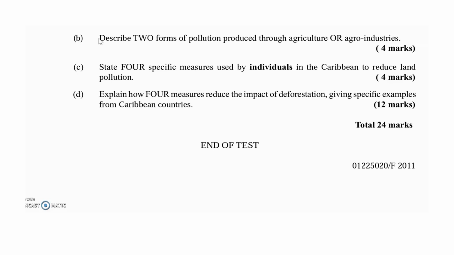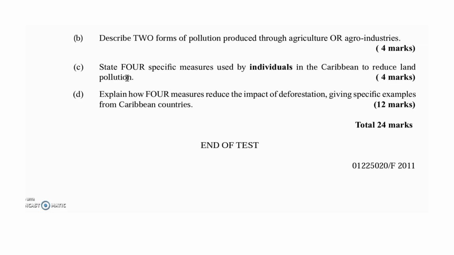Now, Part C: state four specific measures used by individuals in the Caribbean to reduce land pollution. Number one, this is question Part C, right? Number one, there can be cleanup campaigns in which many volunteers may be actively engaged. Number two, we can reduce our consumption. When we reduce our consumption, we minimize the amount of solid waste which is imposed upon the land.